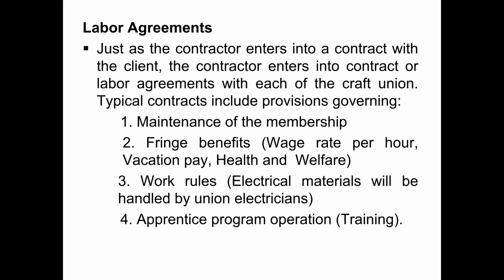These main things they are going to decide in those agreements, like work rules. Work rules are a very negotiable part. For example, electrical materials will be handled by union electricians, so the electrician will do the electrical job, and the contractor will not put them in odd jobs. Plumbing jobs will be done by the plumber. Labor will also get apprentice program operation training, and this way they get higher level promotion in their organizations.